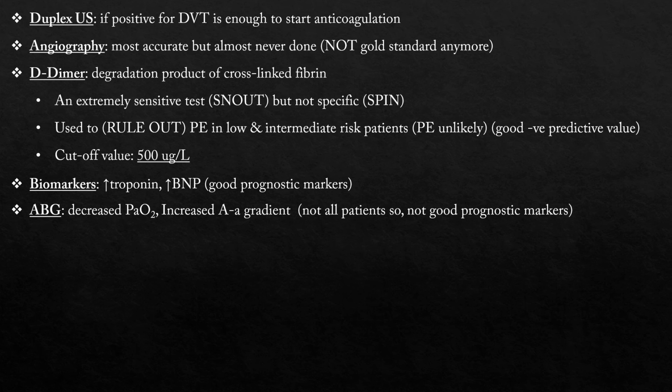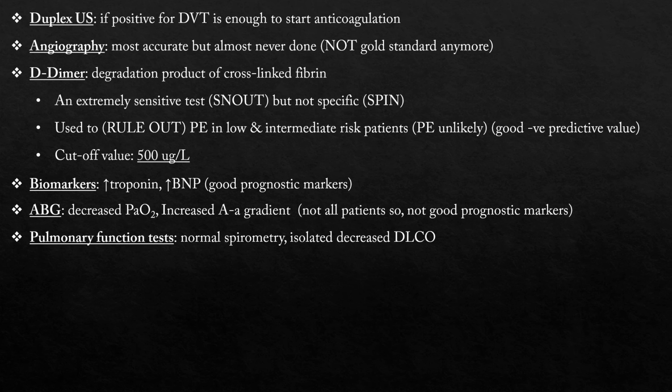ABGs, they're not good. You can see maybe decreased oxygen pressure with increased A-a gradient. Some patients don't have a decreased PaO2. PCO2, same thing with the carbon dioxide, maybe elevated, maybe decreased. It's not going to be of any help, and it's not used. Oxygen level and PCO2 are not used to tell the prognosis of this patient. It doesn't mean that a patient with a low oxygen pressure is in a bad condition. No, it doesn't have to be.